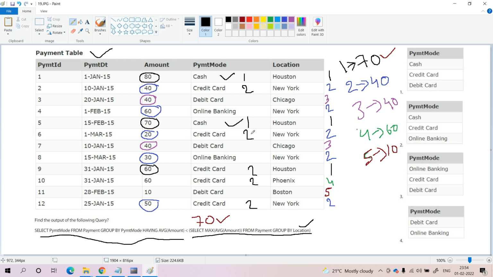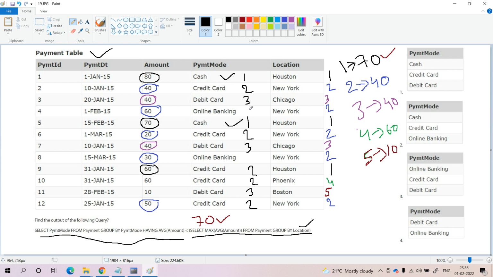Credit card is occurring 1, 2, 3, 4, 5 times. Cash is occurring only 2 times. Debit card comes under the third group. Debit card is occurring 3 times. So for that, let me try to take different colors. No problem, while taking the amounts, I will take different colors.